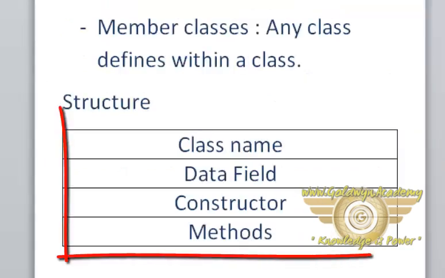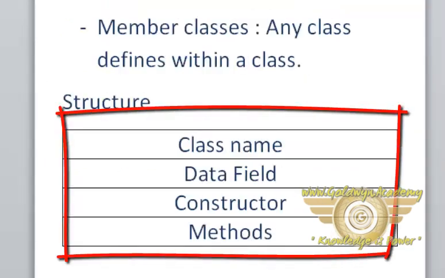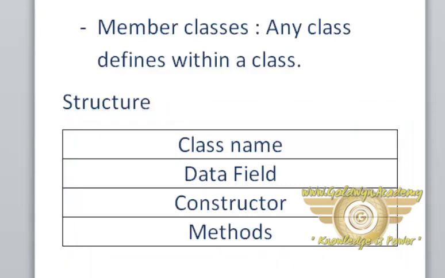Here is the structure of a class. First of all, you should give the name of the class, then data fields. In the data fields section, you should declare some variables of the class. Then the constructor, mainly used to create the object. Methods. Methods are used to perform any task.